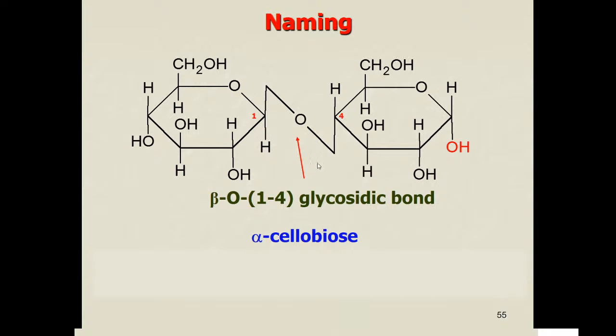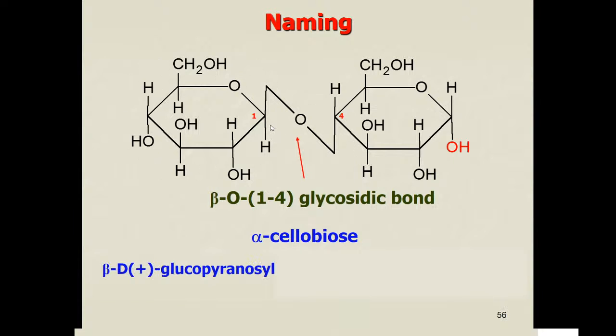So the bond here is a beta, because the first monosaccharide was above, and through oxygen, because oxygen combines these two monosaccharide units, first with the fourth. That's why it's a 1,4 glycosidic bond. It's important to know, because in naming we need to indicate how these monosaccharides are bonded. Same as lactose. Okay, let us start.